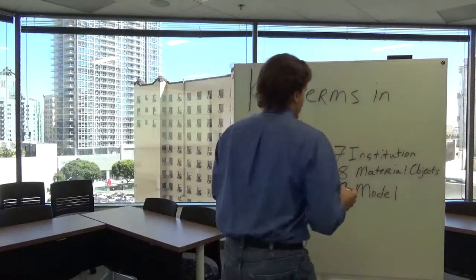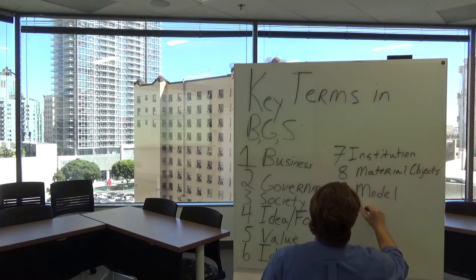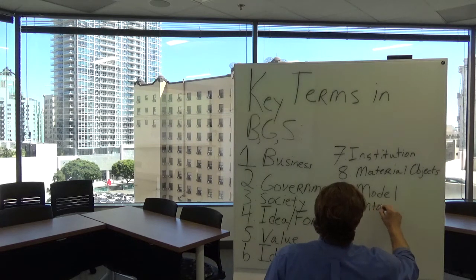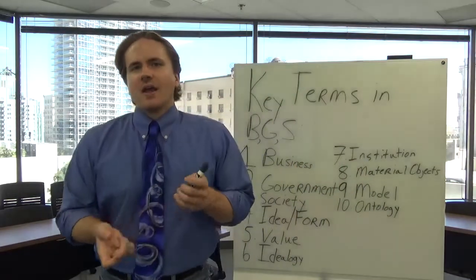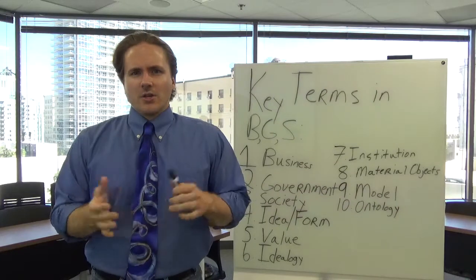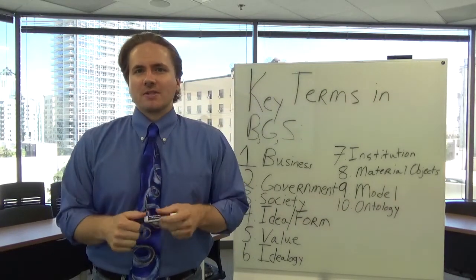Now, actually, let me compare these two terms while I'm down here. Model and ontology mean almost the same thing. In fact, they are interchangeable terms. You'll hear me refer to models or ontologies, but they both mean fundamentally the same thing.